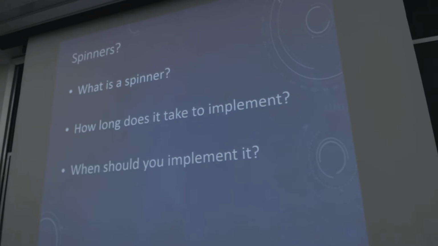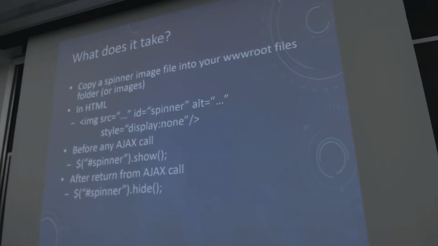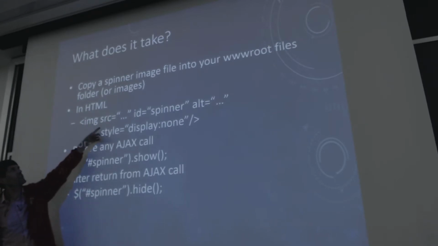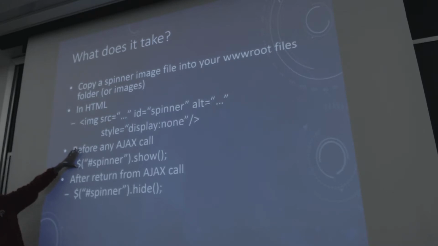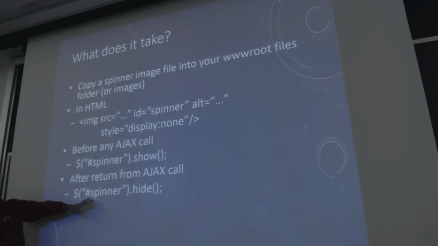Should you put spinners on your web page? Absolutely. Every web page that does a remote request should have a spinner. So now the question becomes the following: what does it look like? You copy an image file. In the HTML, you put this image tag above your AJAX code, and in your AJAX call code, right before the call you say spinner show, and at the end of the AJAX, you say spinner hide. So these three lines will allow you to do spinners in all.